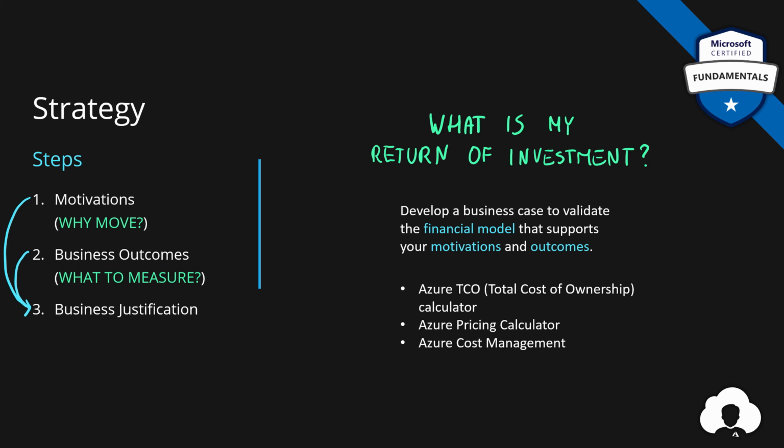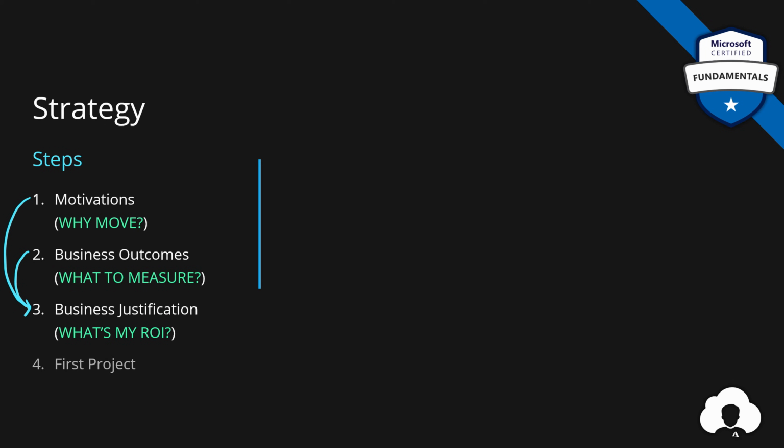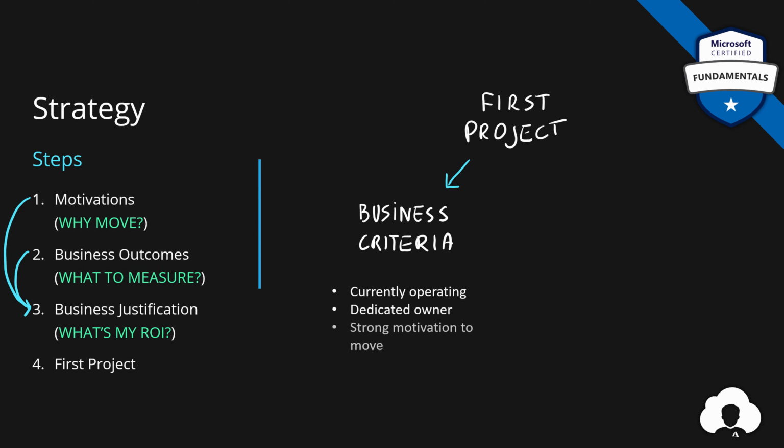And lastly, as part of this strategy, we want to decide on the first project. This first project will help you align your motivations and technical efforts. To choose the right first project, you need to follow two criteria. First criteria is the so-called business criteria. Here, you want to find a project that is first of all currently operating, so a project that is currently working in your company and has a dedicated owner.